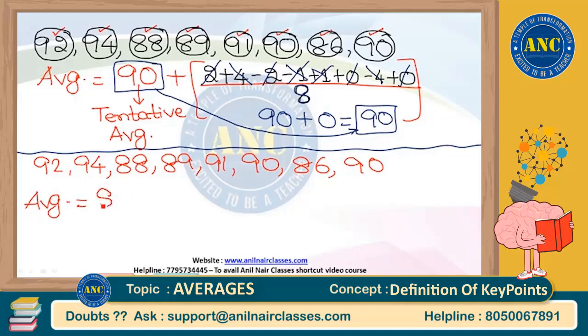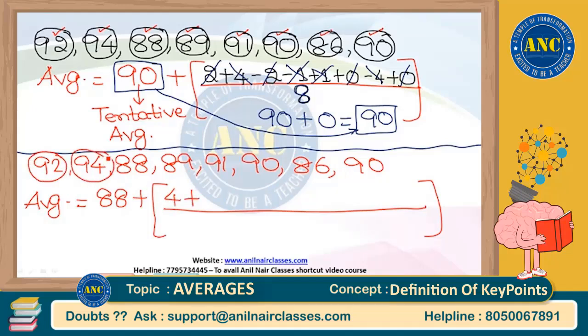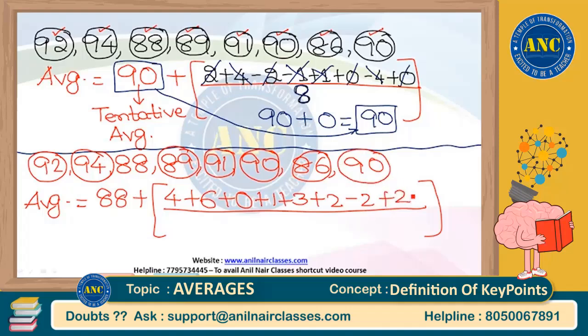Whatever you want. Suppose I assume it as 88. Take the difference of all the numbers from 88. Keep on writing in the numerator. As simple as that. 92 is 4 more. 94 is 6 more, 88 is 0 more, 89 is 1 more, 91 is 3 more, 90 is 2 more, and 86 is 2 less, 90 is 2 more, divided by 8. Minus 2 plus 2 cancels, 4 plus 6 is 10, 10 plus 1 is 11, 11 plus 3 is 14, 14 plus 2 is 16. What is 16 divided by 8? 16 divided by 8 is 2. What is 88 plus 2? 90. You will end up with the same answer irrespective of the average you assume initially.